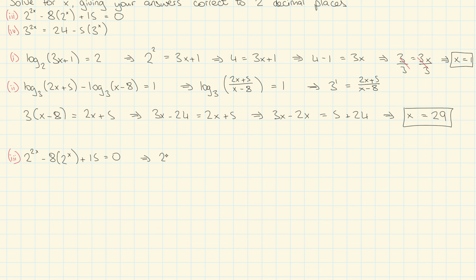I'm going to rewrite that as 2 to the power of x, all squared, minus 8 times 2 to the power of x plus 15 equals 0. I'll let y equal 2 to the power of x. So I get y squared minus 8 times y plus 15 equals 0. Just tidy it up.